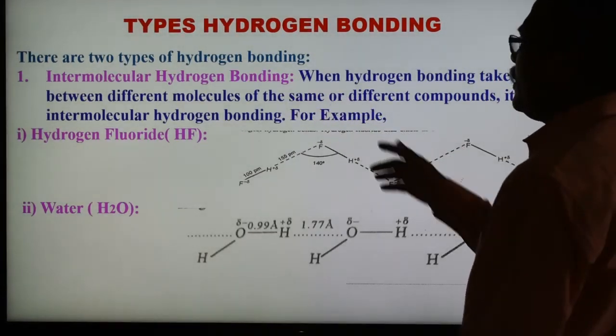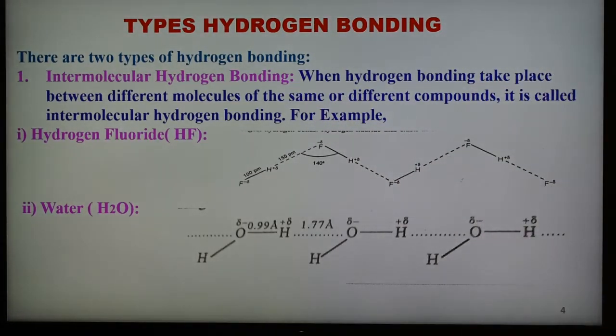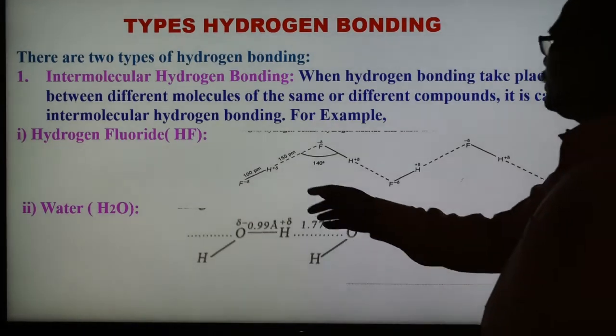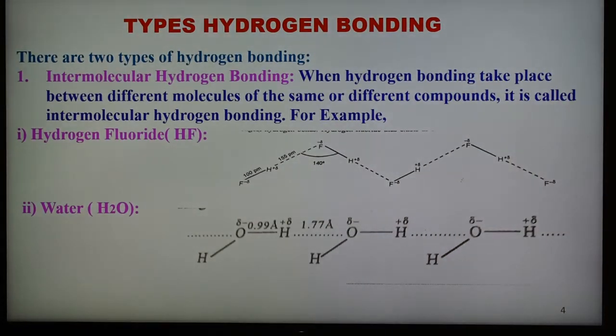Because of this intermolecular hydrogen bonding, there is an association of a large number of molecules. Examples are hydrogen fluoride, water, ammonia, and alcohol. Because of the formation of intermolecular hydrogen bonds between similar molecules, a large number of molecules are associated together, as shown in some examples here. It is the bond formed between the hydrogen atom of one molecule and the electronegative atom of another molecule. So there is an association of the molecules.